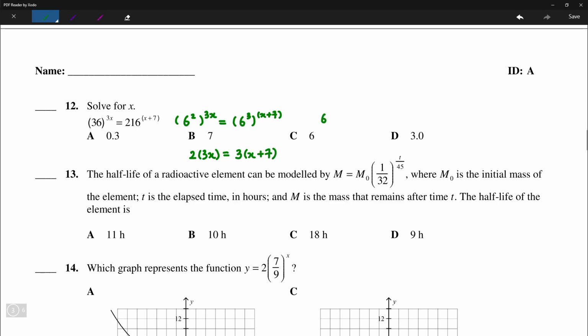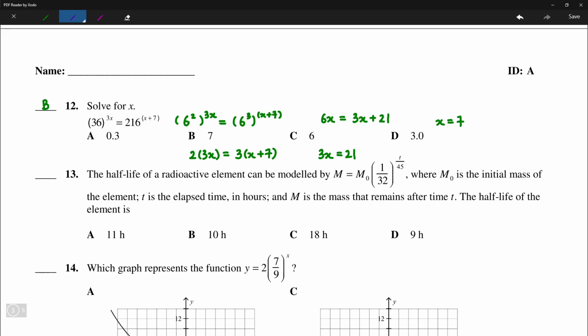Just continuing on here, left-hand side is 6x. The right-hand side is 3x plus 21. So that means 3x is equal to 21 once we subtract 3x from both sides. So x is going to be equal to just 7. Okay, so the choice is B. From there, we have number 13.